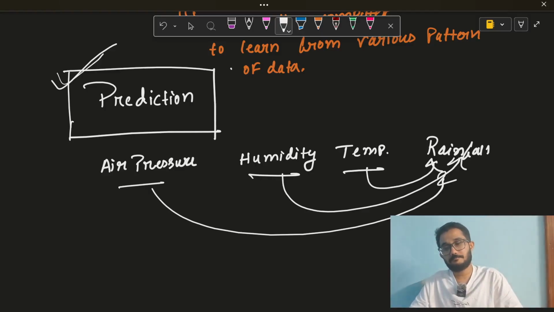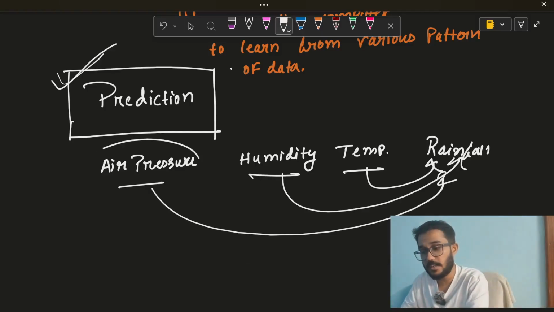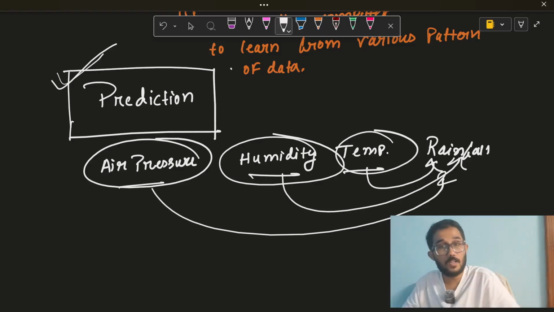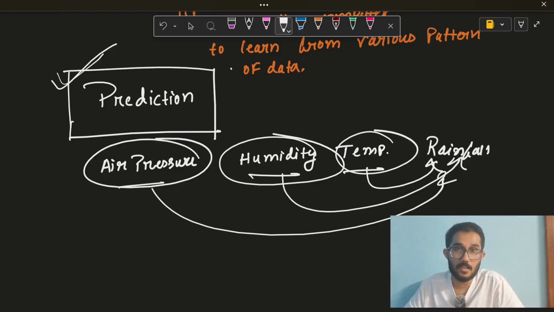So if the weather forecast station wants to predict rainfall, they will use air pressure, humidity, and temperature. Obviously, these are not the only three parameters. They will use more parameters, but for this example, I am taking these three. They will predict the rainfall based on the data of these three things. Now, how will they predict? With the help of machine learning algorithms.